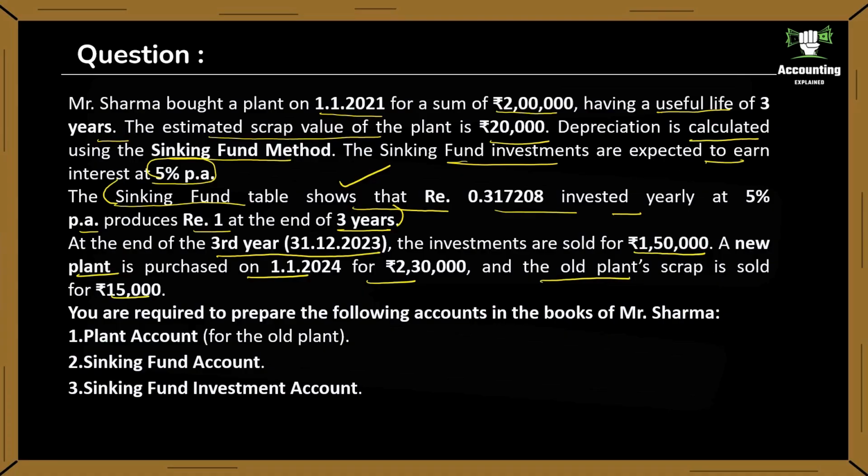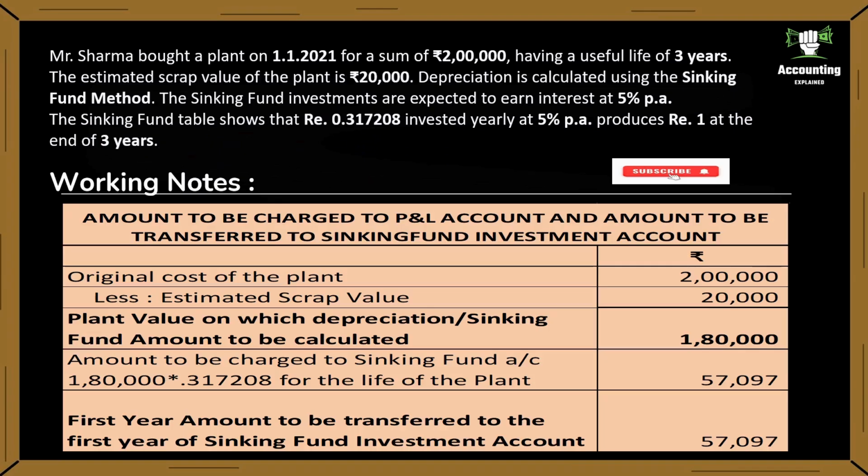You are required to prepare the following accounts in the books of Mr. Sharma. Plant account for the old plant, depreciation fund account, and the sinking fund investment account. Let us see how to do the problem. The first step is to find out the amount of depreciation to be charged every year. So this is the part of the question which we just saw. Now let us see how to calculate the amount of depreciation.